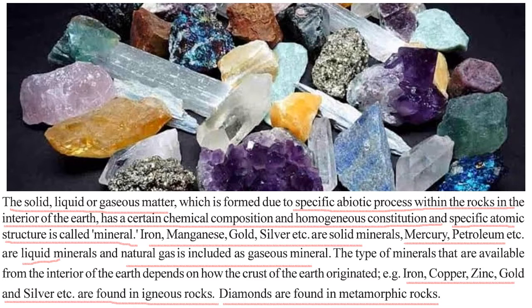The type of minerals that are available in the interior of the earth depends on how the crust of the earth originated. For example, iron, copper, zinc and gold, silver are from the igneous rocks. In the ninth standard of SS, we have studied that igneous rocks basically means rocks created out of lava. So these minerals, iron, copper, zinc, gold, are received from the rocks created out of volcano and lava. Diamonds are found in the metamorphic rocks. We have learned about three types of rocks in the ninth: igneous, metamorphic and stratified. The petroleum products and coal are usually found in stratified rocks.